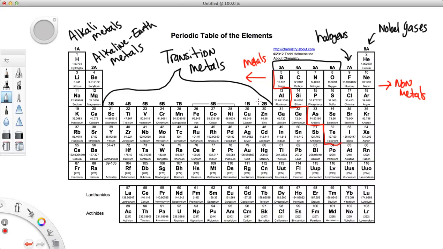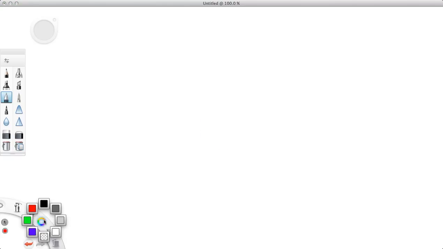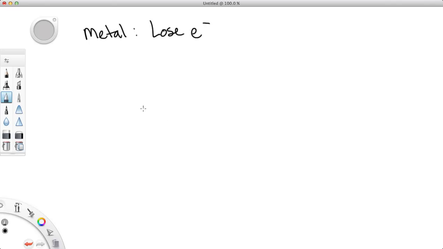And it is important to know whether an element is a metal or a nonmetal, and the reason for that is based on whether or not it loses electrons or gains electrons. So let's discuss what's happening if an element is a metal or a nonmetal. Well, if it's a metal, it tends to lose electrons. And if it's a nonmetal, it tends to gain electrons. So metals lose electrons and nonmetals gain electrons.